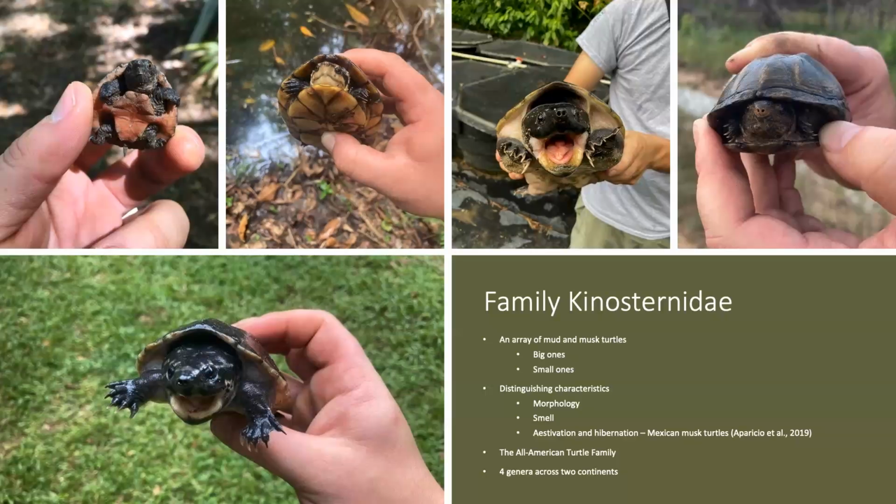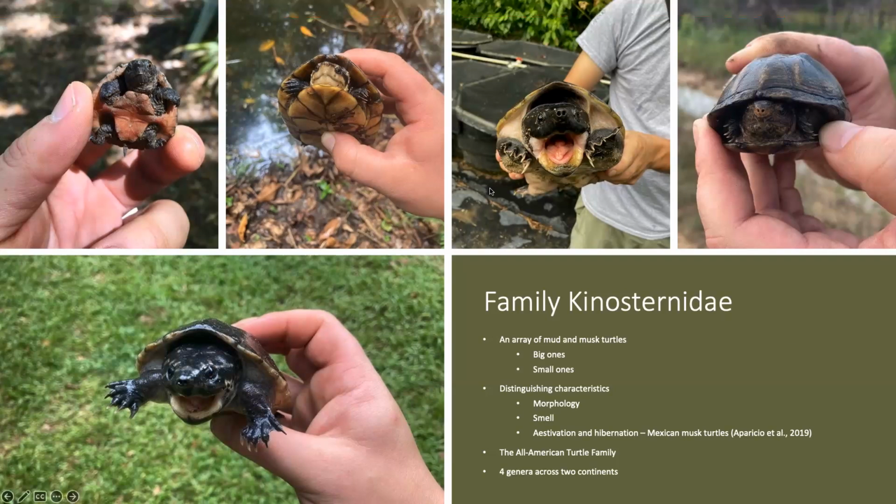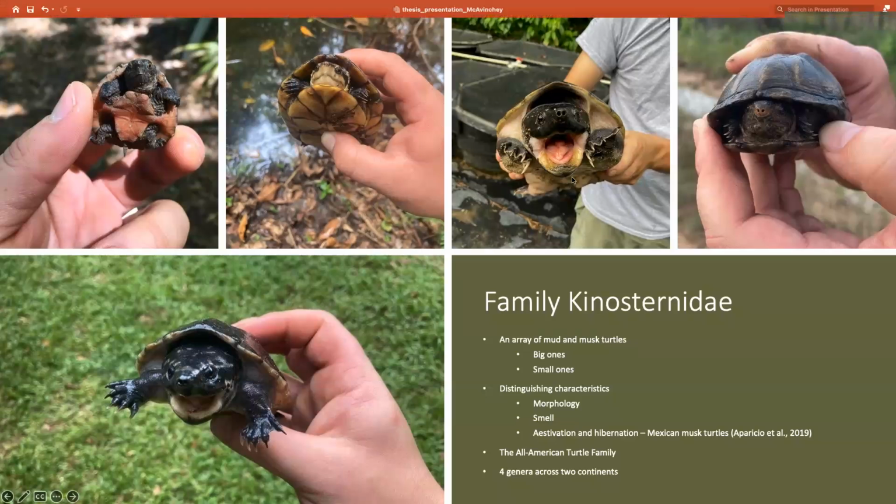So starting out, the Tabasco mud turtle is a member of the family Kinosternidae, which is commonly known as the mud and musk turtle family. They range from very small to pretty small. The biggest ones are about a third of a meter long. Does my cursor show up? Yeah. This guy here is the giant Mexican musk turtle, which is the largest member of the family. They're about a third of a meter long.